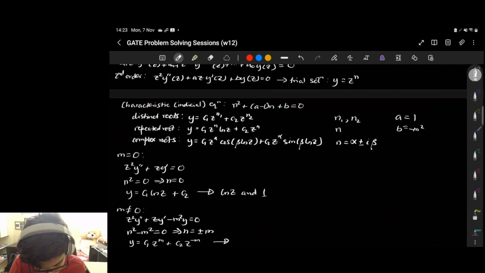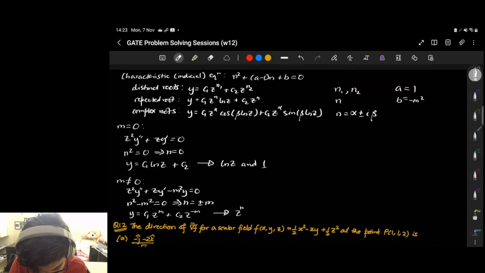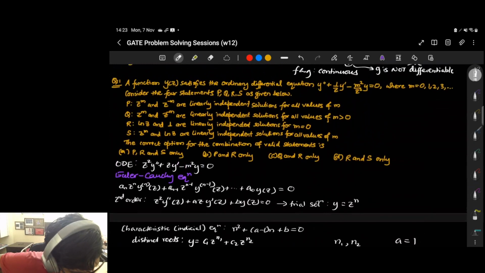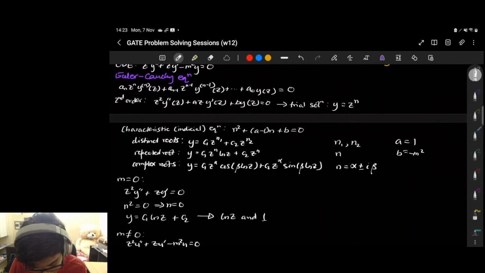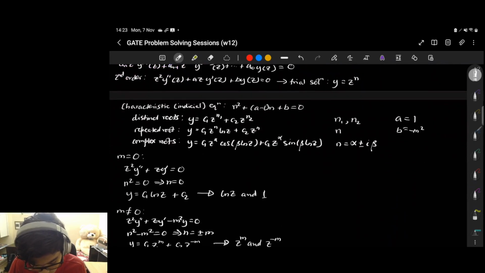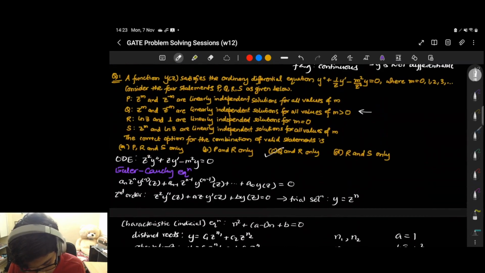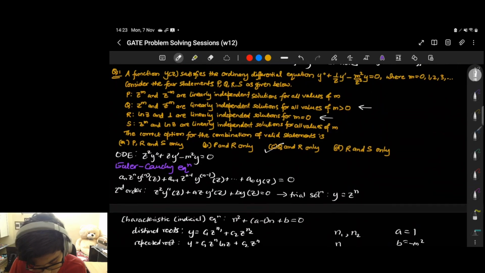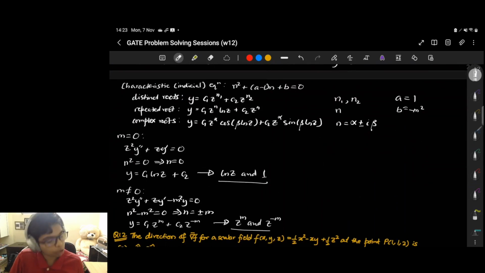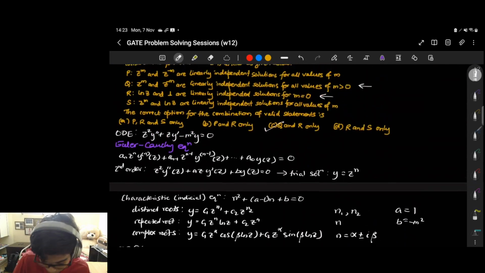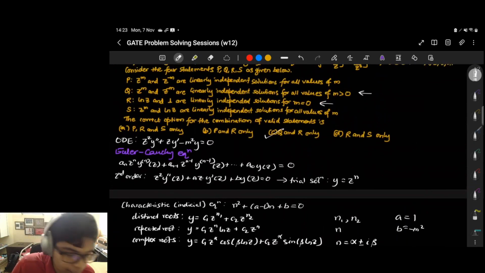In the m equal to 0 case, my independent solutions are ln z and 1. And for non-zero m, we have independent solutions z to the power m and z to the power minus m. So let us look at the options. Option C is correct, Q and R only: z to the power m and z to the power minus m are linearly independent solutions for m greater than 0. For m equal to 0, the independent solutions are ln z and 1, and for m greater than 0, z to the power m and z to the power minus m. So Q and R are correct. So option C is the correct option.